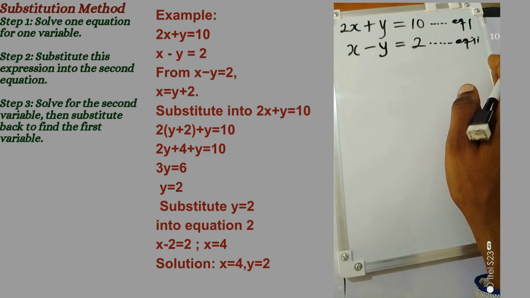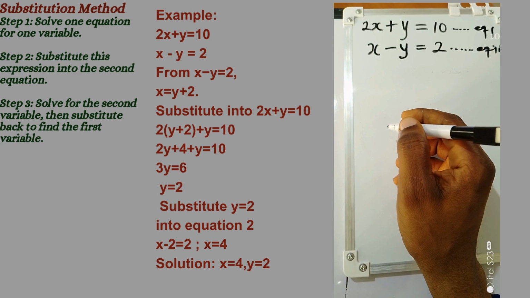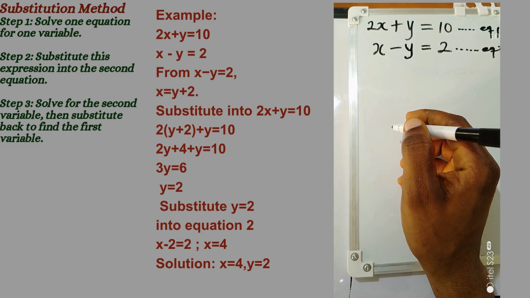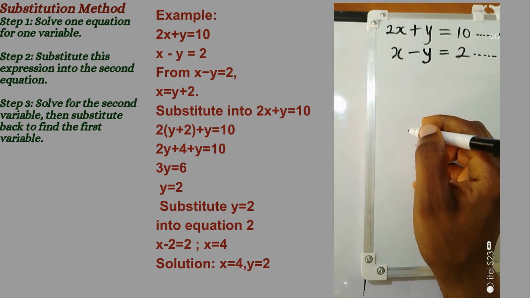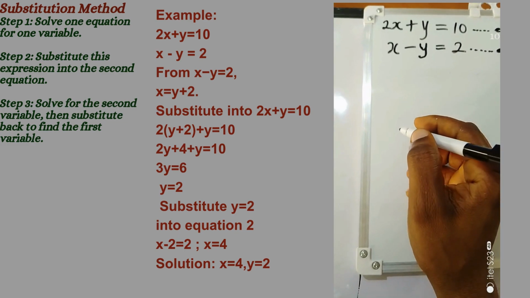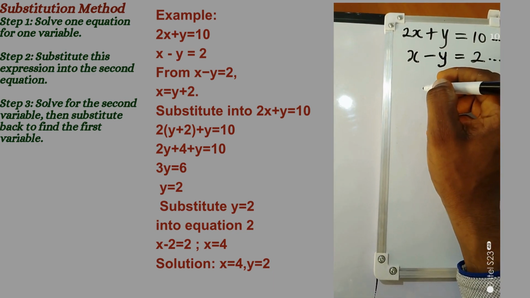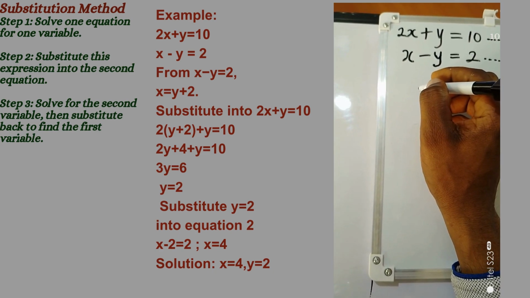You can see the example on the screen where you have 2x plus y equals 10 and x minus y equals 2. So let's see this. Let's follow the steps one after the other. So the first one says we should solve one equation for one variable.